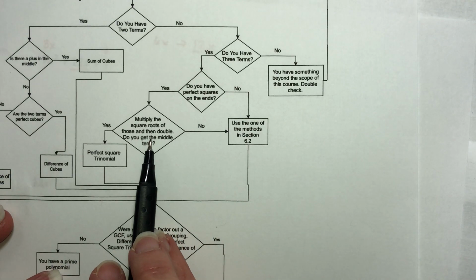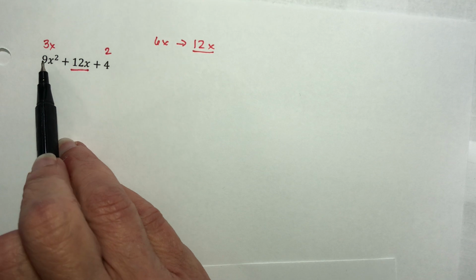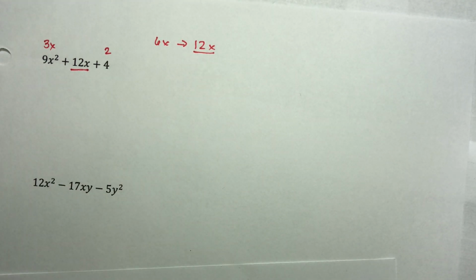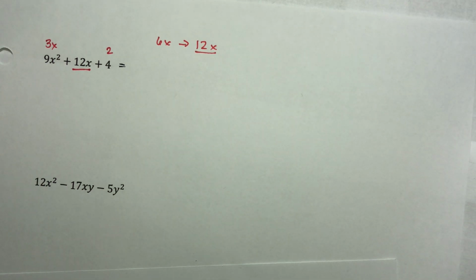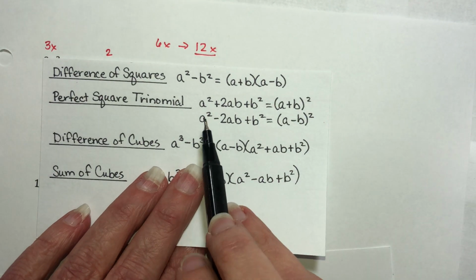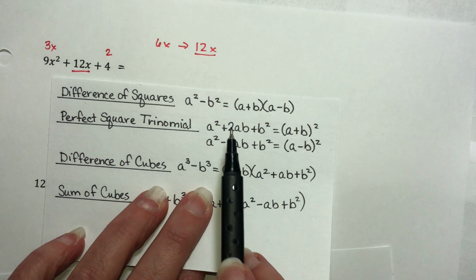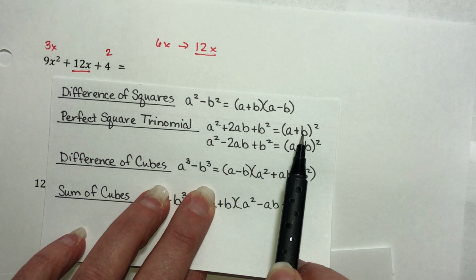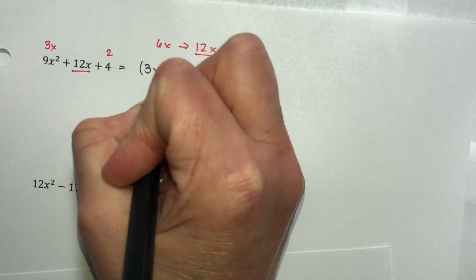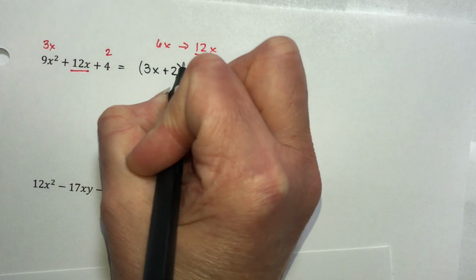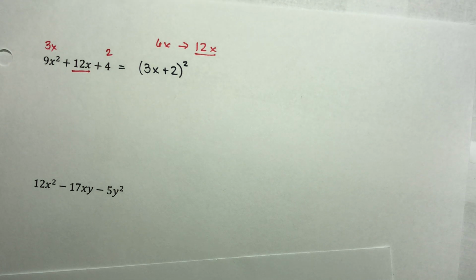If they did not match up, then I would have to multiply the 9 times the 4 to get a 36, look for numbers that multiply to 36, add to 12, and so on. It works, but it's much longer. This is going to factor as, okay, we fit this pattern right here with a plus sign here. So this is a plus b, 3x plus 2, squared.